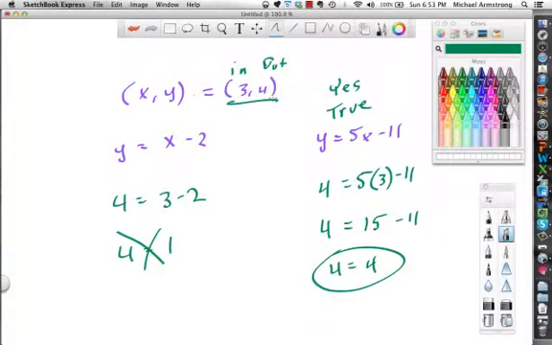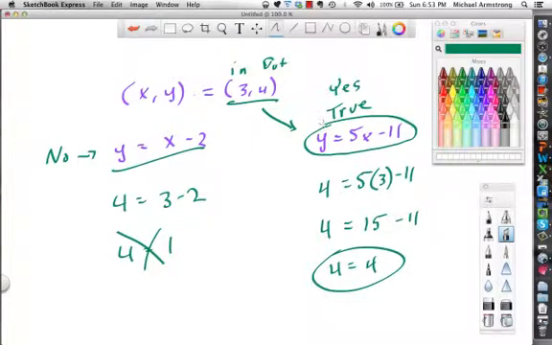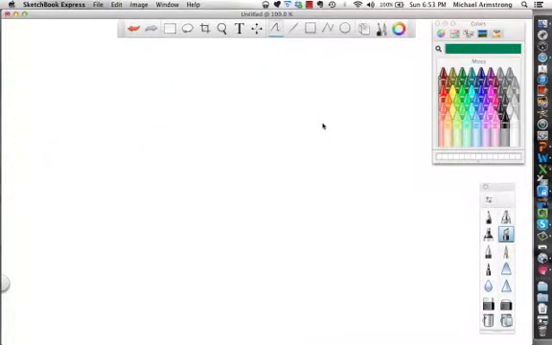This point on the graph, (3, 4), this input and this output work for this equation, but they do not work for this equation. This is a no. And this is a yes. This equation is yes. Hopefully that makes sense. That's really all you have to do. You're just writing out equations, changing it from words into numbers and letters, and you're solving or simplifying, and then you're checking solutions. That's what today's assignment is all about.